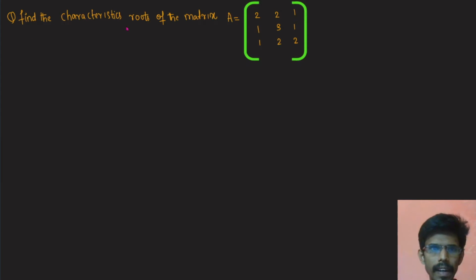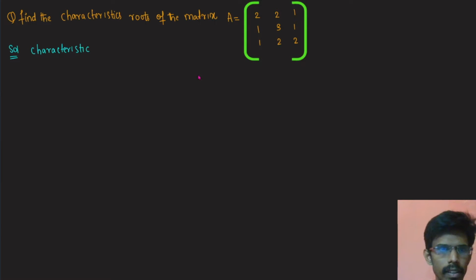Find the characteristic roots of the matrix A equals [2 1 1; 3 2 2; 1 1 2]. We have to find the characteristic roots. Now first we find the characteristic matrix, denoted by A minus lambda I.